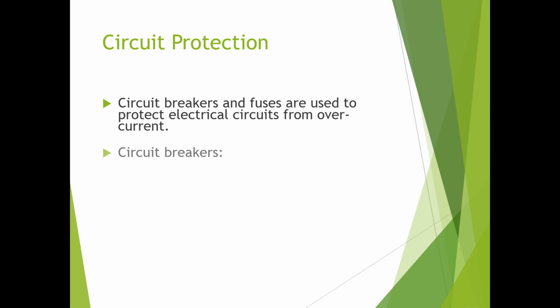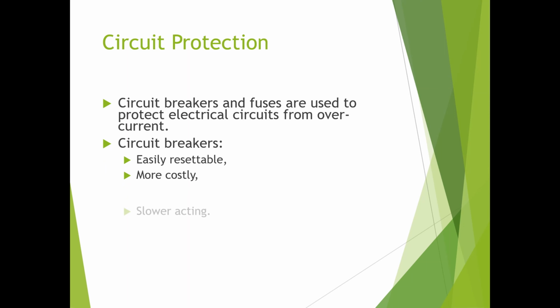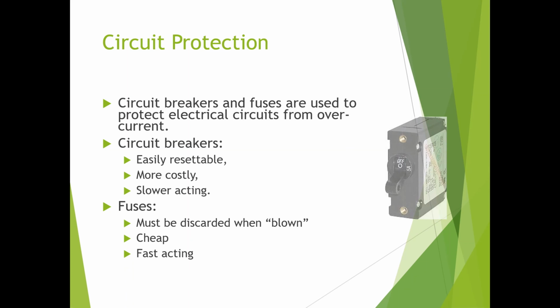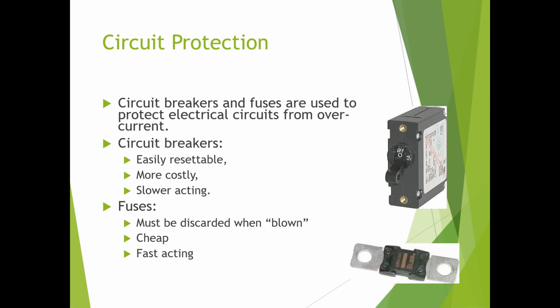Circuit protection. Circuit breakers and fuses are used to protect electrical circuits from overcurrent. Circuit breakers are easily resettable, more costly, and slower acting. Fuses must be discarded when blown; they are cheap and fast acting.